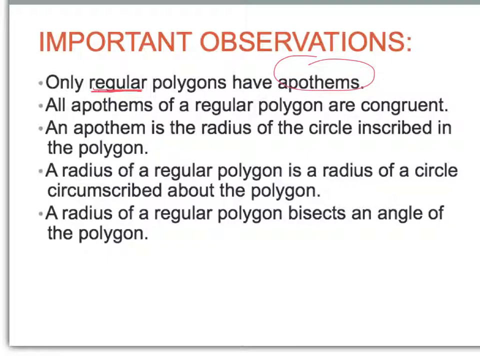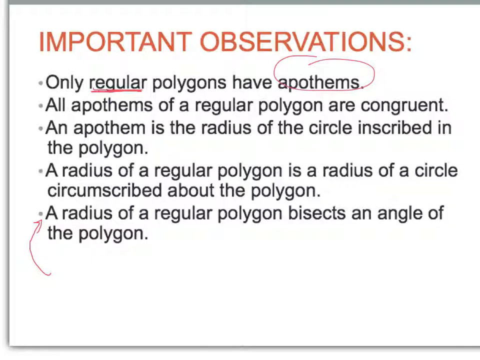All apothems of a regular polygon are congruent to one another. In other words, there are several apothems inside of a polygon, just like there are several radii, and those apothems and radii are all congruent to each other. Now I'm going to skip down to the last one. The other ones we're going to talk about at length in class. The last one we're going to be using a lot.